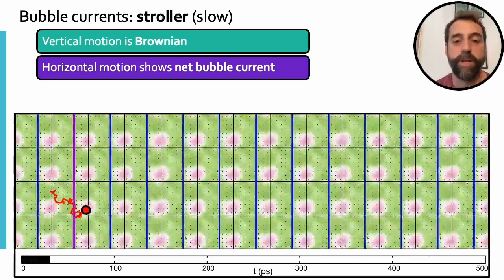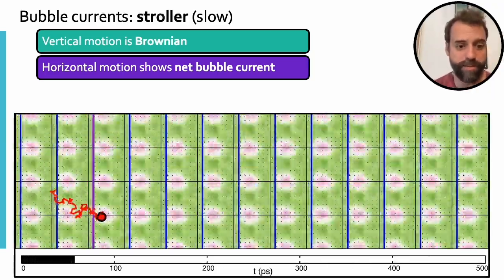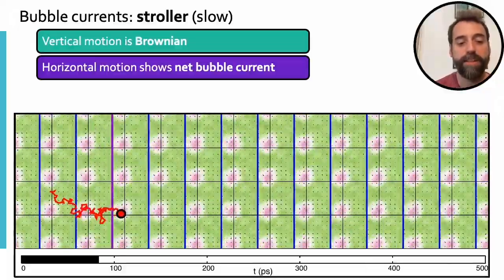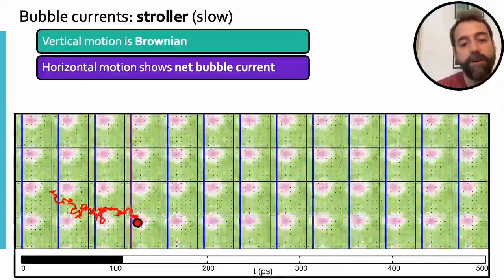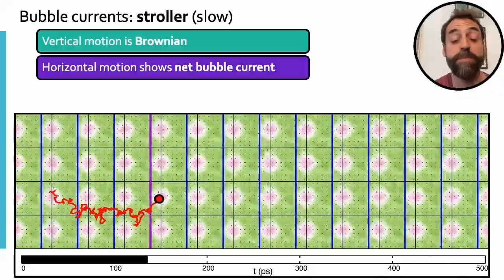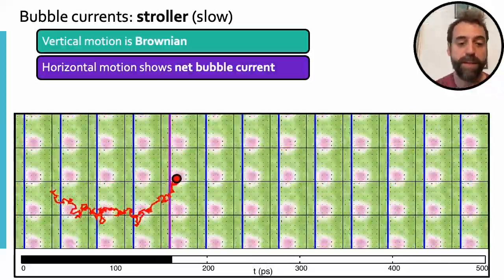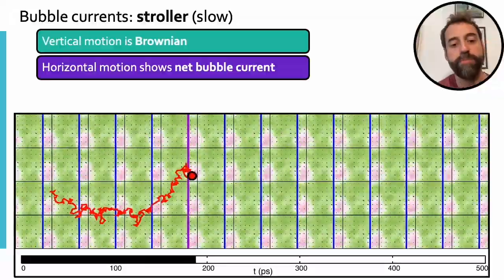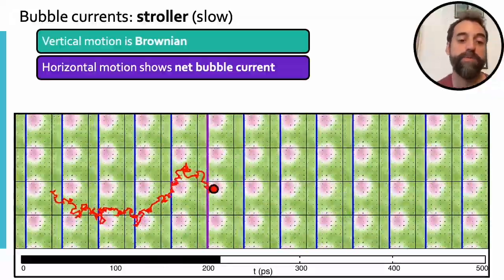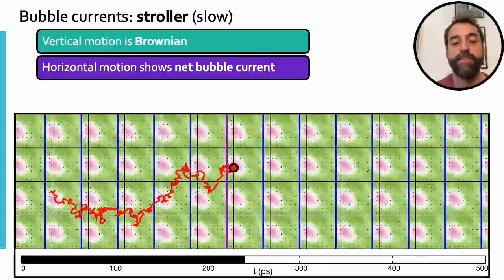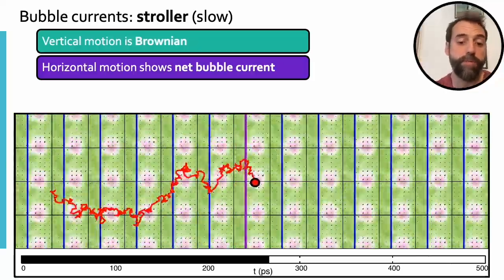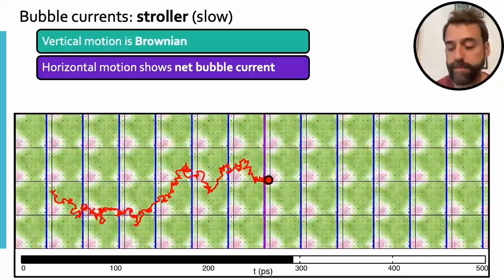All right, so what we see is that this essentially works. When we run the simulation, we find that the bubble is essentially following this electric field minima position. In this way, it is moving towards the right as we intended, in the direction of the field pulses. And in the vertical direction, the motion is still essentially Brownian.